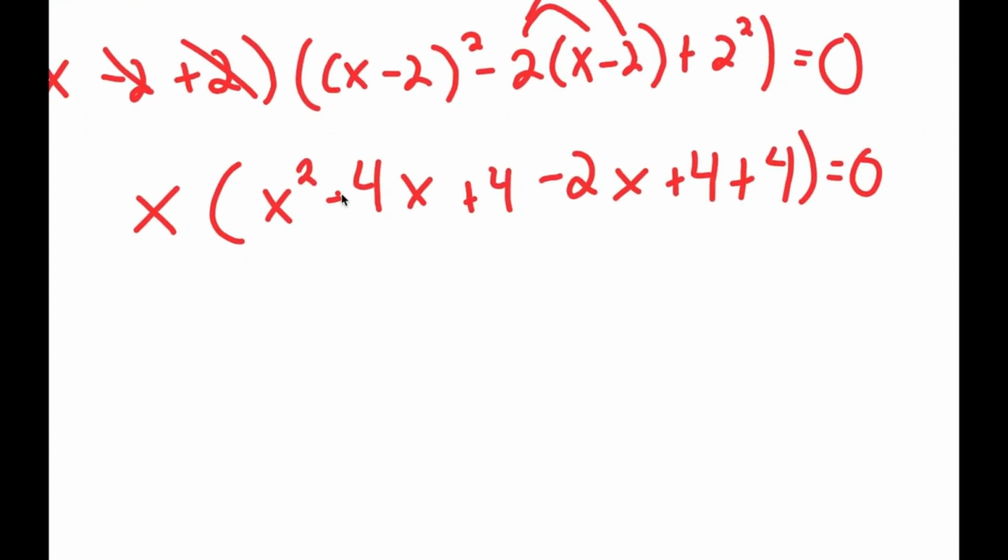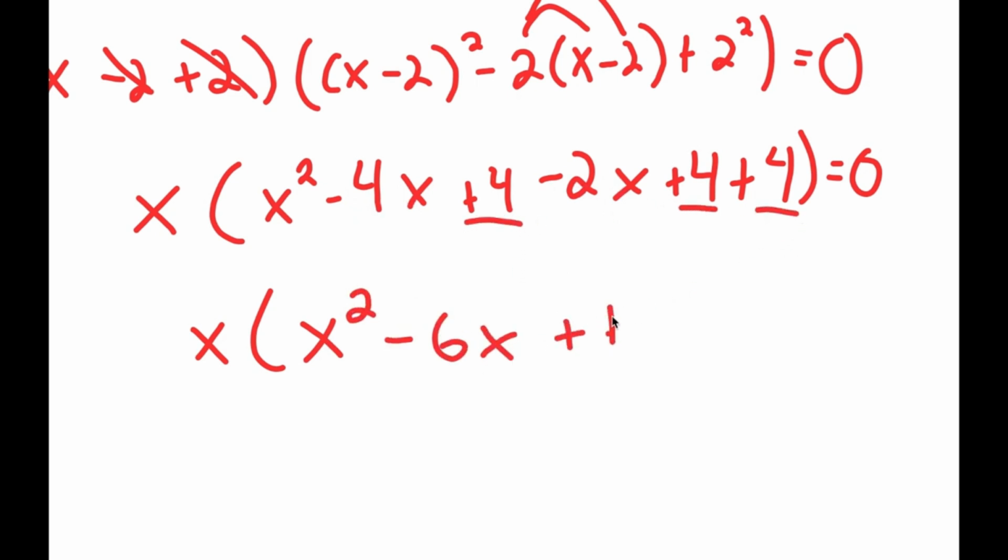Now from here, we can simplify what's in the parentheses. So I get x times (x^2 - 4x + 4 - 2x + 4 + 4). So this simplifies to x^2. Negative 4x minus 2x is negative 6x. And now I'm left with plus 4 plus 4 plus 4, which is plus 12. This is equal to 0.